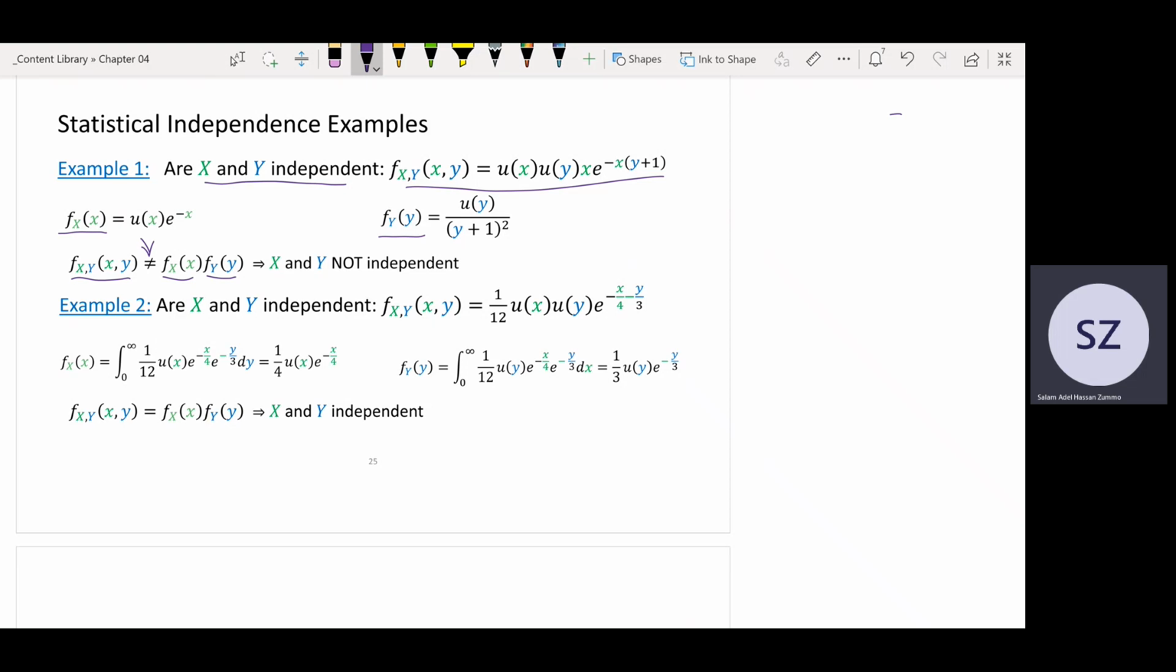Here you have a fraction, and here with the exponential there is no fraction. So if you multiply this fy with fx of x, clearly you will never get the joint PDF. And because of that, they are not independent. Not independent. Okay? Any questions?